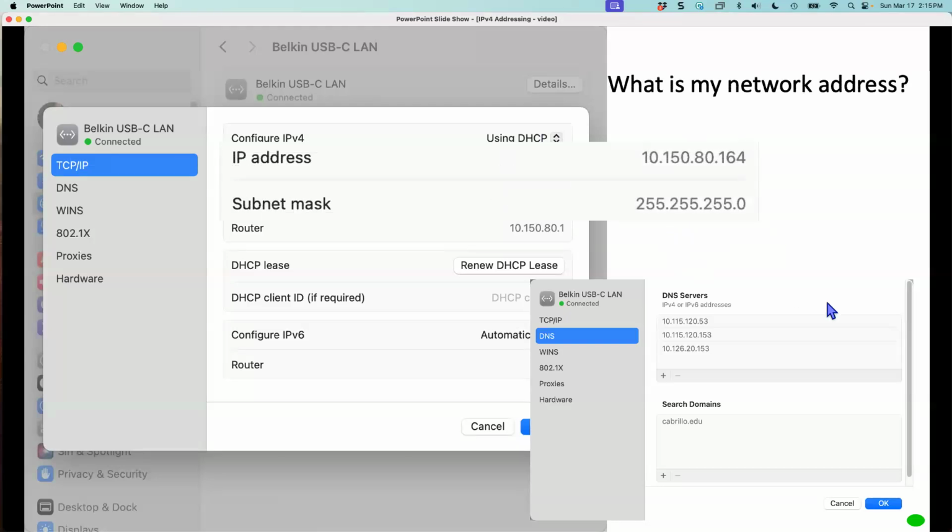What's my network address, by the way? Let's see, 10.150.80.164. There's my subnet mask. Let's find where the ones end and zeros begin. Right there. So my network address is 10.150.80.0.